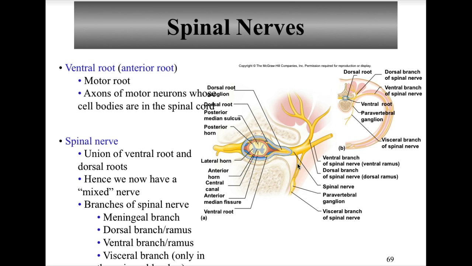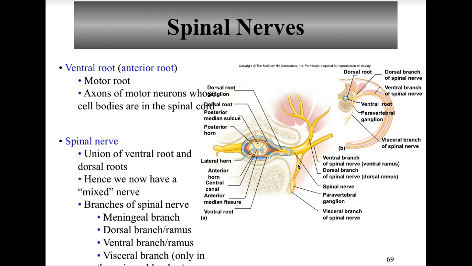So let's take a look at these differences. Here you have the ventral root. The ventral root is that anterior root. It's a motor root. The axon of the motor neuron whose cell bodies are in the spinal cord. And then you have the spinal nerve, which is a union of that ventral root and that dorsal root. So hence we now have a mixed nerve. And those branches of spinal nerve, you have the meningeal branch, the dorsal branch, the ventral branch, and the visceral branch that are all playing a role there.